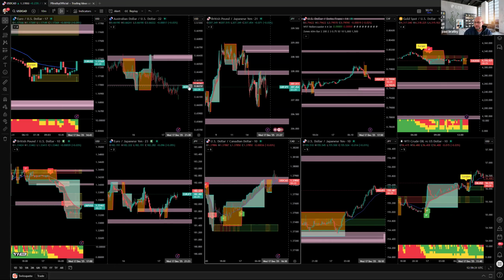A little bit more of an update on the Guardian zones. I've got the 60 minutes now on all these charts. I'm going to go through them.